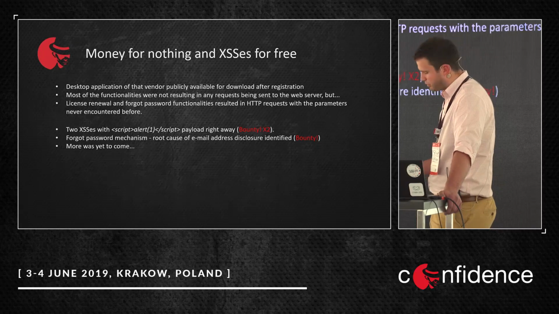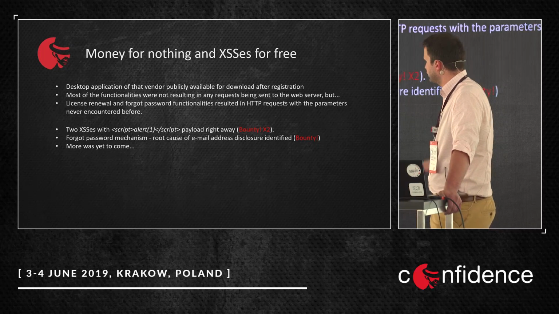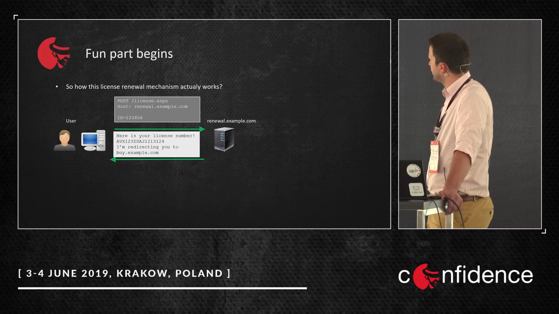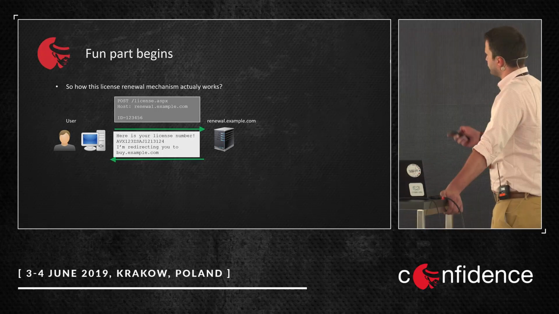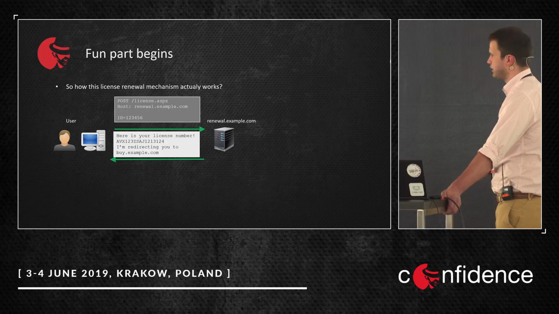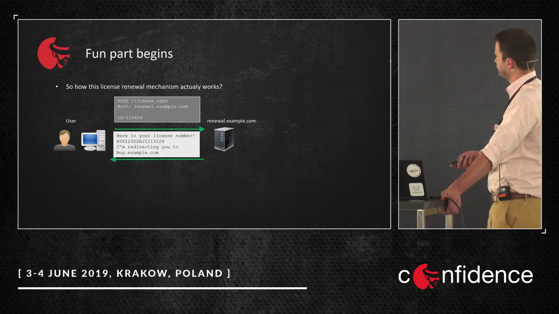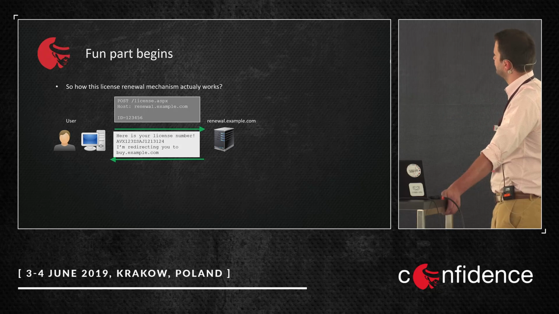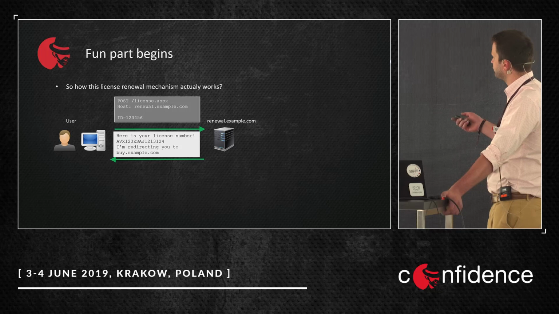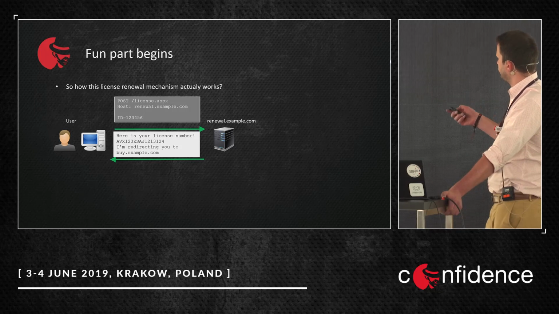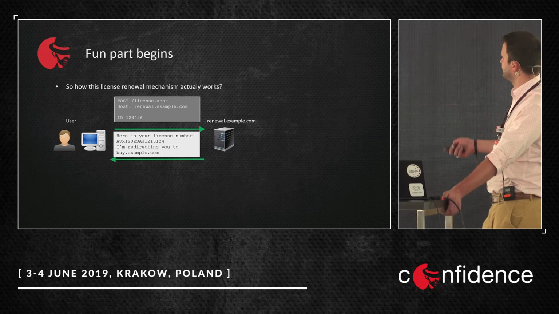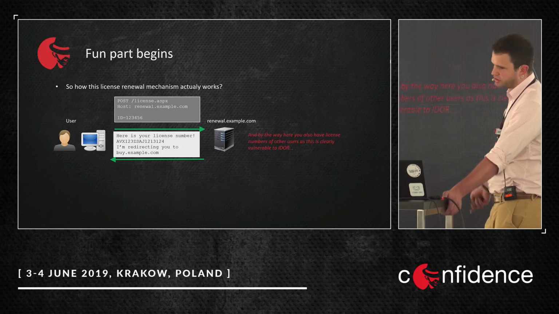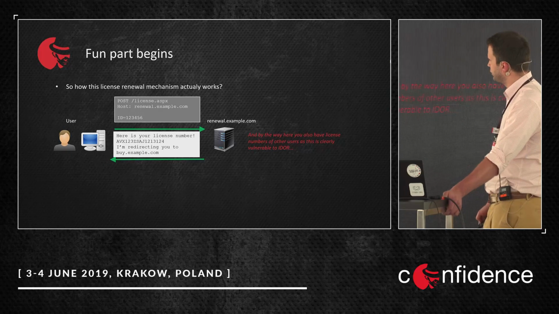However, that was just the beginning, because this license renewal mechanism is probably the most important thing here. For those of you who are somehow familiar with the HTTP protocol and the testing process, this is more or less how the license renewal process looked. You were sending some information, some ID, to the web server, and based on that, it replied with your license number. So you have an obvious insecure direct object reference vulnerability.